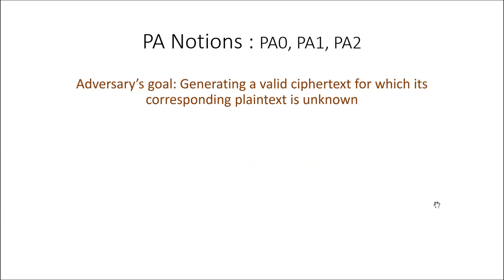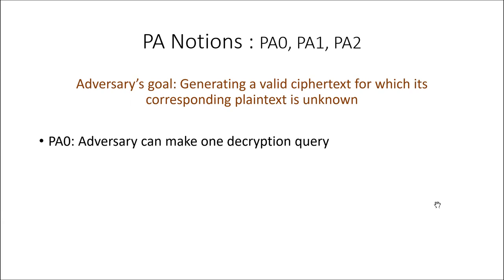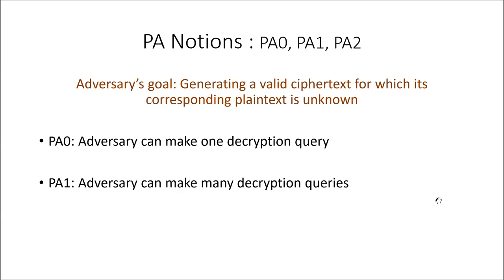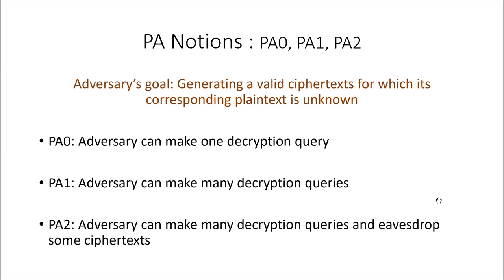So there are three classical PA notions, PA0, PA1, and PA2, and in all of these three notions the adversary's goal is to generate a valid ciphertext for which its corresponding plaintext is unknown to the adversary. In PA0, the adversary can make one decryption query. In PA1, the adversary can make many decryption queries. And in PA2, the adversary can make many decryption queries, and also it's allowed to eavesdrop some ciphertexts.